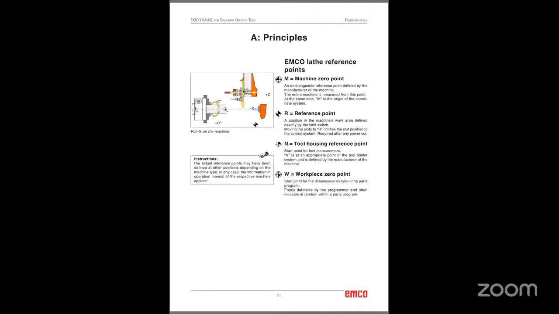Z-axis. Z-axis will move parallel to the spindle axis. This is the spindle, right? This is the spindle axis. So Z-axis is traveling parallel to the spindle axis. So this will be controlling the length machining. For example, shaft length turning, facing, etc.